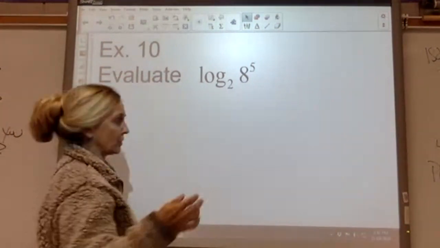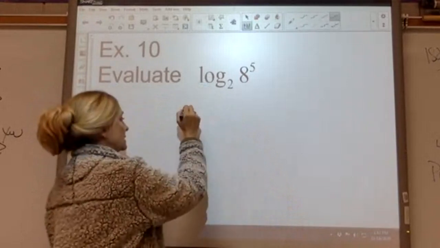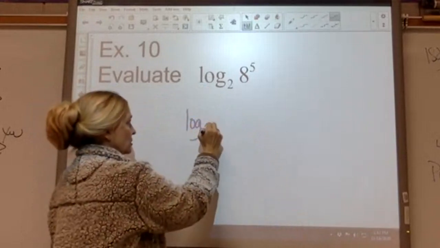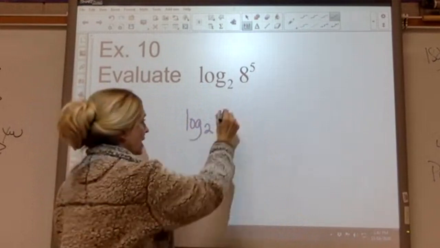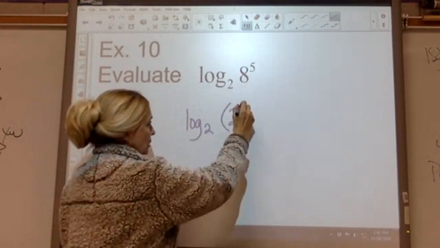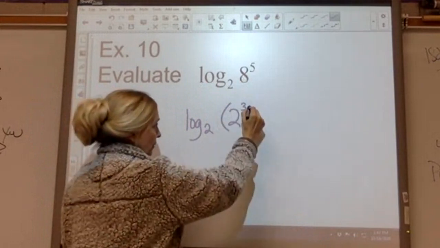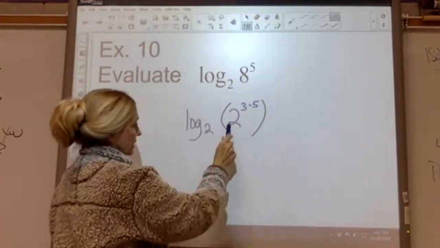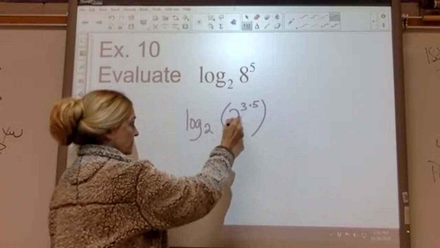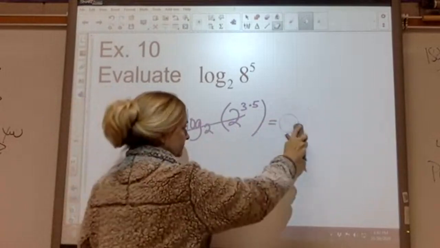Now, you can double check this in the calculator to be sure, but just to show you how to work this out by hand, this is log base 2, and then 8, I need to write it as 2 to some power. 8 is 2 to the 3rd. And then I already have a 5 exponent here, so the 3 gets multiplied by that 5. So now I see that this base and this base are the same. Mark that out, and this answer is 15. I'm multiplying.